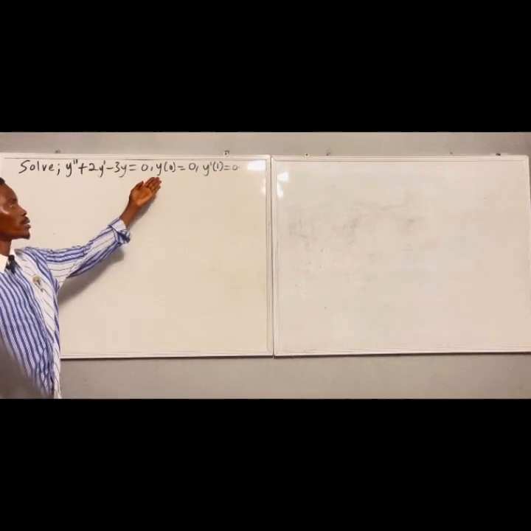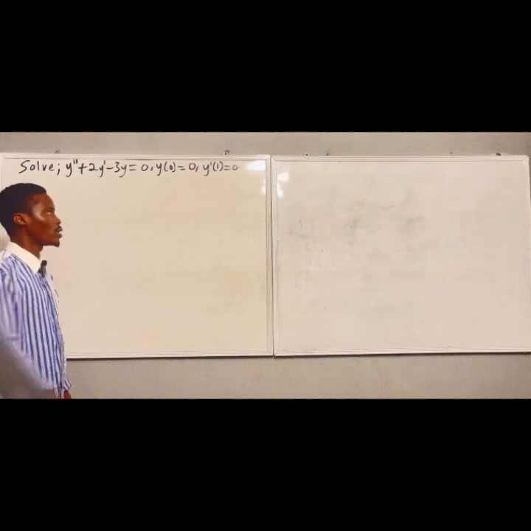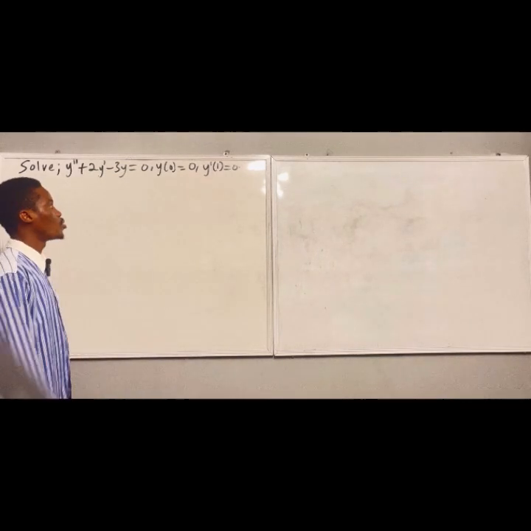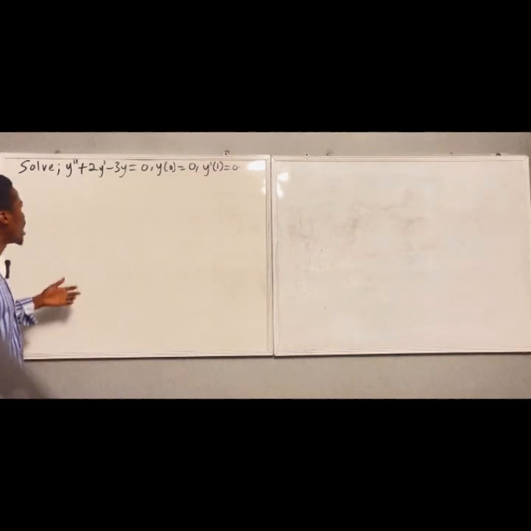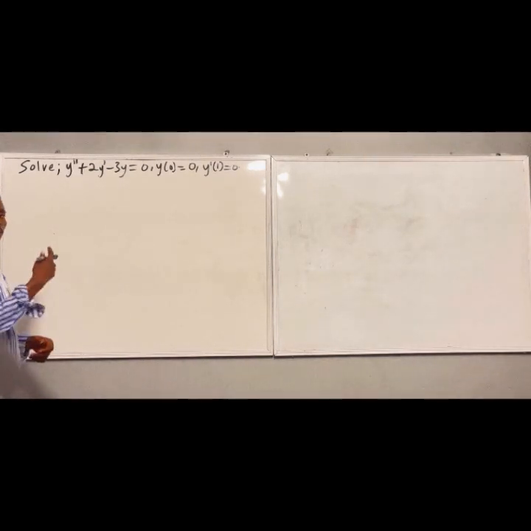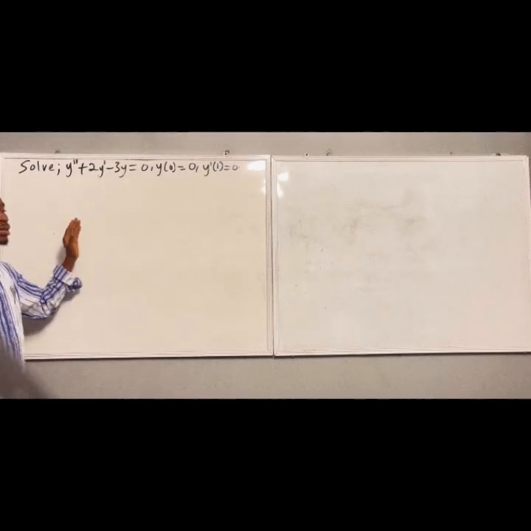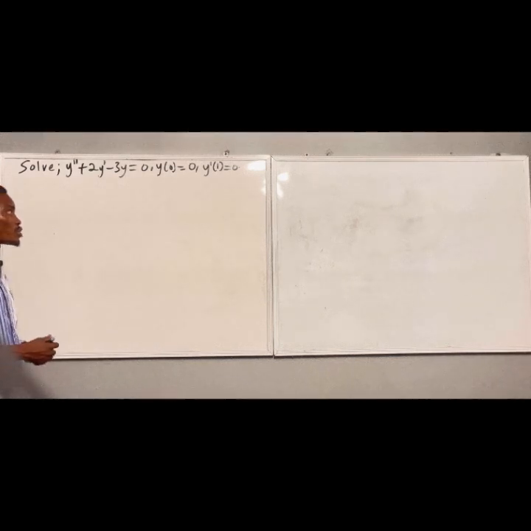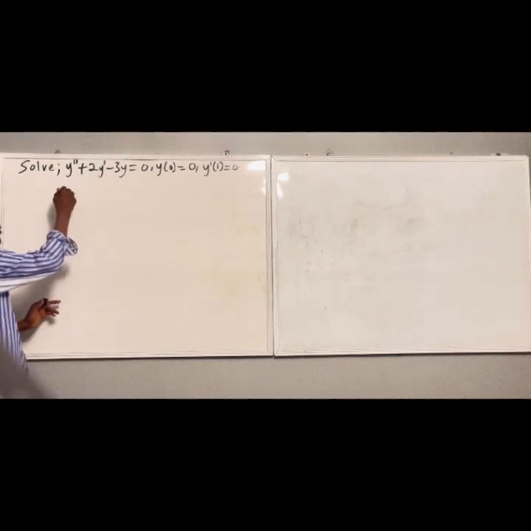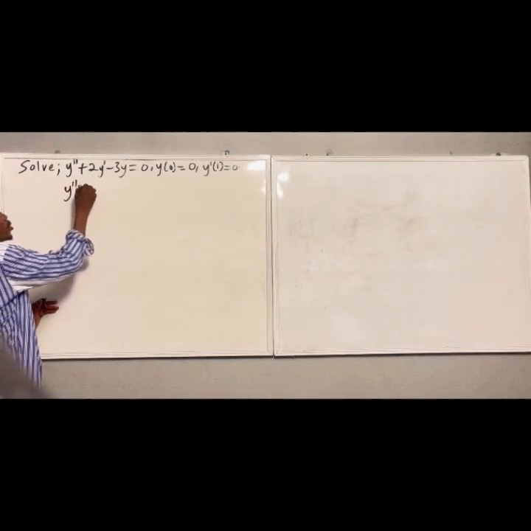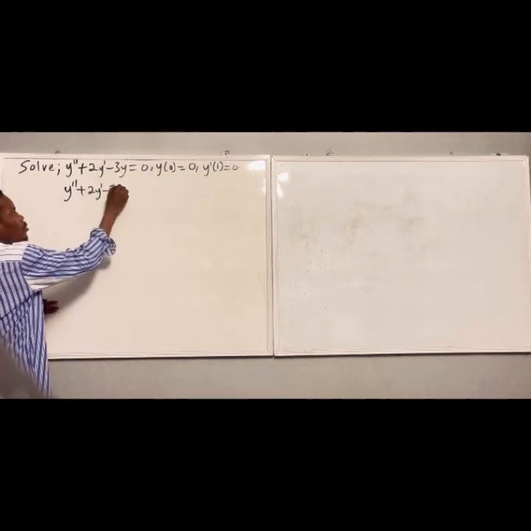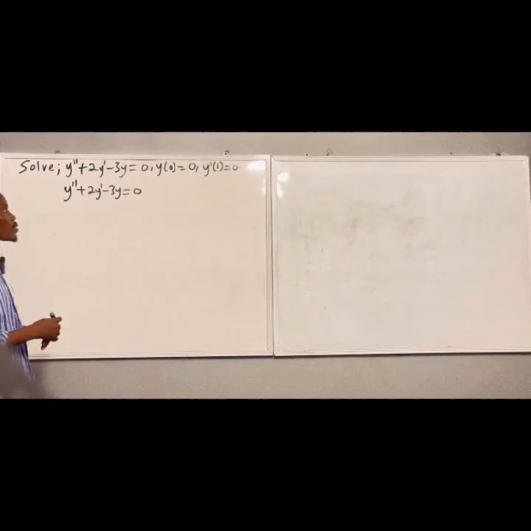This is the boundary condition. That is, we have y of 0 is equal to 0, y prime of 1 is equal to 0. How can we now solve this boundary value problem? If you look into this equation, it is a second order homogeneous equation: y double prime plus 2y prime minus 3y is equal to 0.